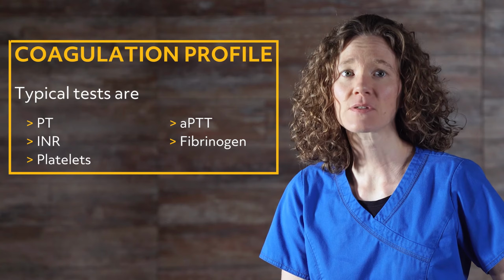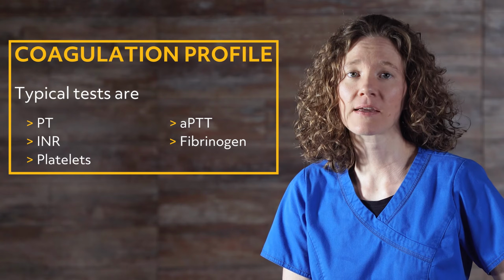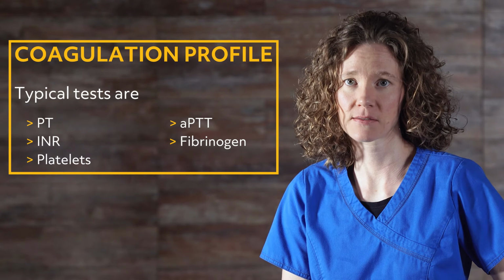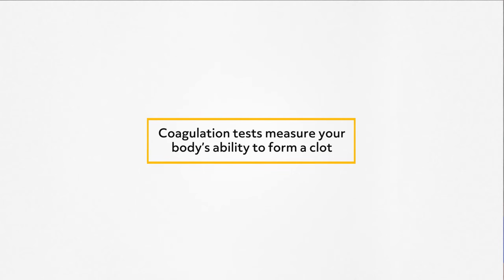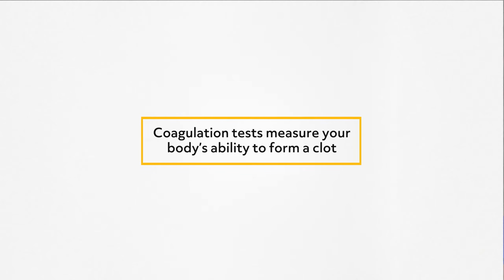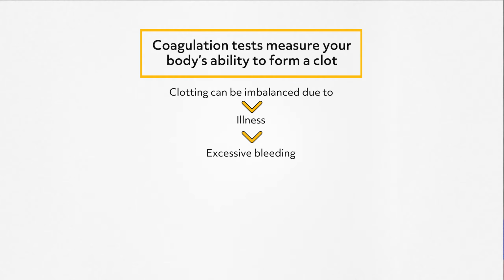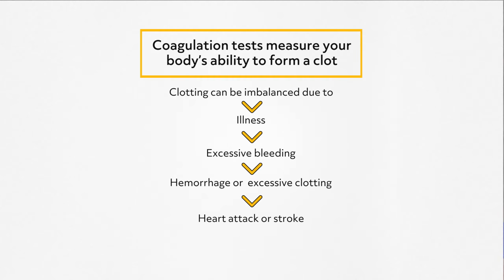A coagulation profile can include a number of blood tests that tell clinicians information about the clotting ability of blood. Typical tests done are called PT, APTT, INR, fibrinogen, and platelets. Coagulation tests measure your body's ability to form a clot. This is an important function when you are bleeding, but it can be imbalanced due to illness, and you can have excessive bleeding, which can lead to hemorrhage, or excessive clotting, which can lead to heart attack and stroke.